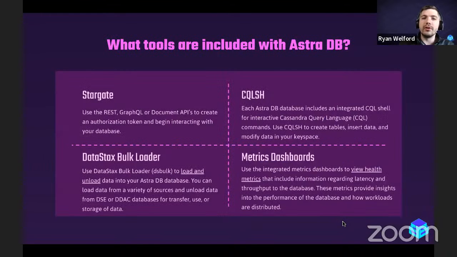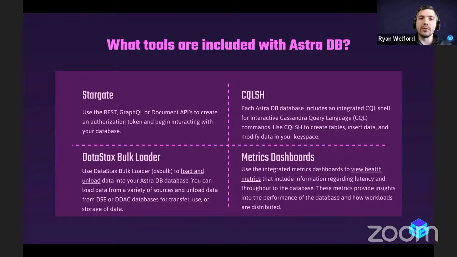Some of the tools that are included with Astra DB, we package some helper tools around Cassandra. And one of the really cool tools that we include with Astra is called Stargate. This is a data layer that lives on top of Cassandra that provides APIs for you to interact with your data in a very convenient way.